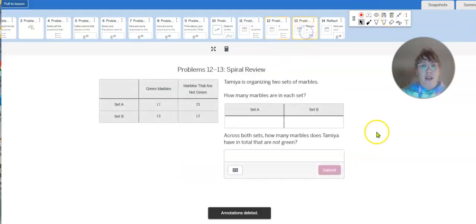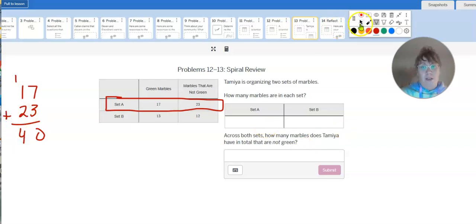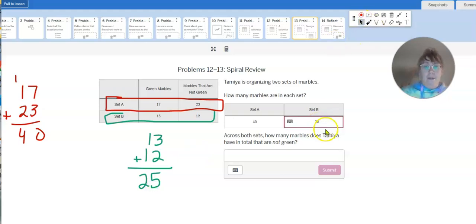Beautiful. Last slide. Tamaya is organizing 2 sets of marbles. How many marbles are in each set? So set A has 17 green marbles and 23 marbles that are not green. So set A is 17 plus 23, which gets us 40. And for set B, we have 13 green and 12 that are not green. And we add those together, we get 25 for set B.